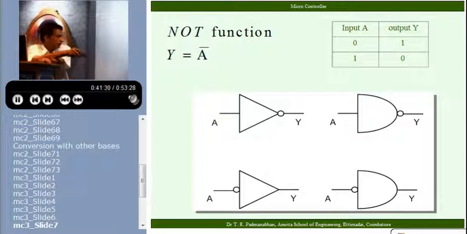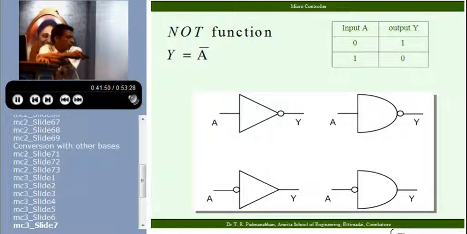Here, there's a bubble. You can put a bubble at the output side or at the input side. All four are commonly used for NOT functions. A NOT function is possibly the simplest of the Boolean functions you can realize. So I can put it as a NOT function circuit, as a NOT gate.